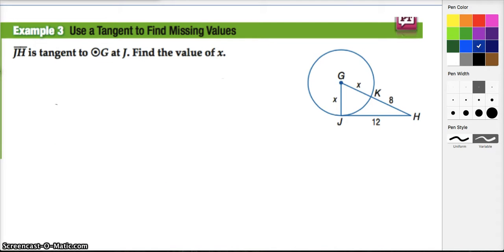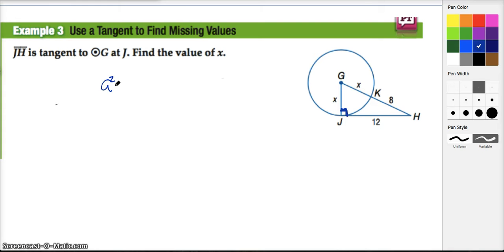All right, so now that we've got that under our belt, let's look at example 3. JH is tangent. Okay, the fact that it's tangent gives me the fact that this must be 90 degrees. That's an automatic from our Theorem 10.10. Remember, it goes in both ways. Find the value of x. Okay, we can do it. We see that this is 90. This is a right triangle.